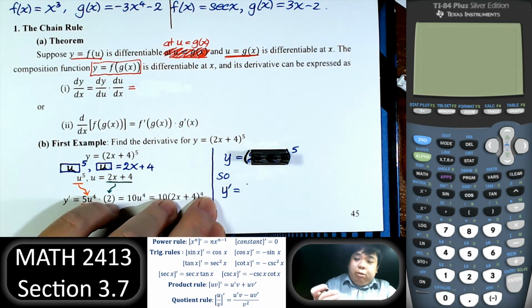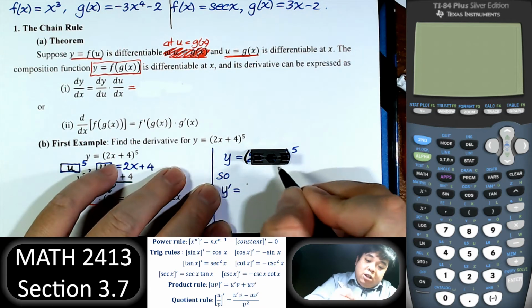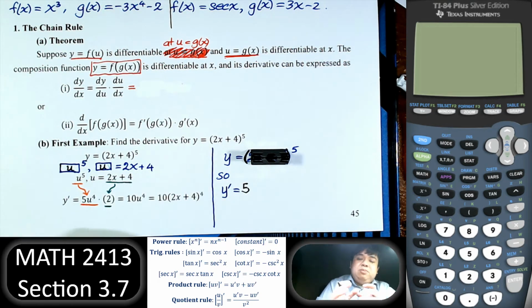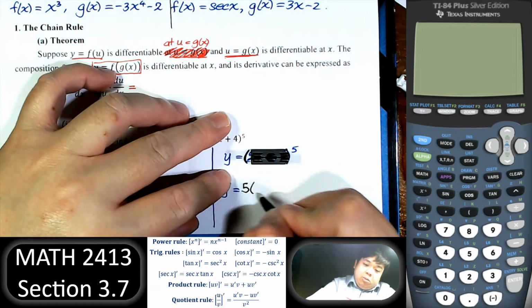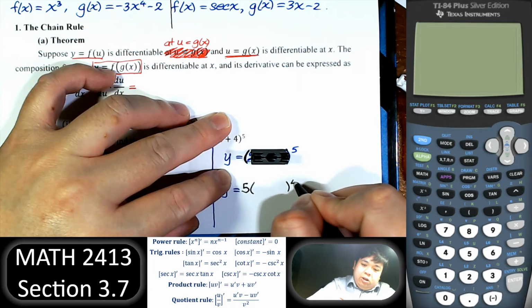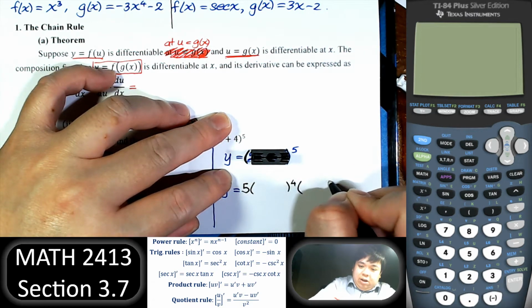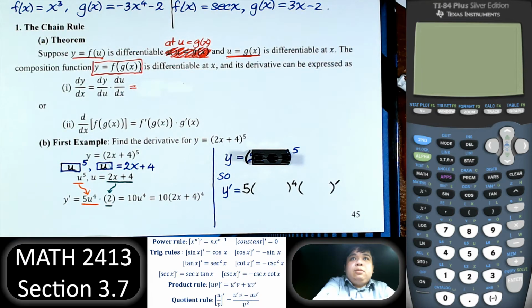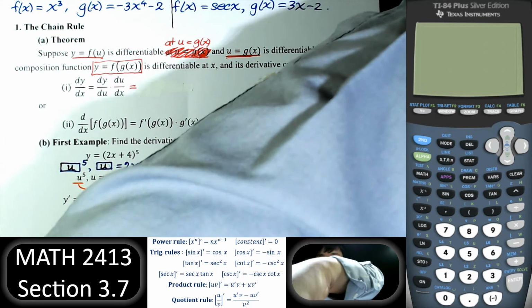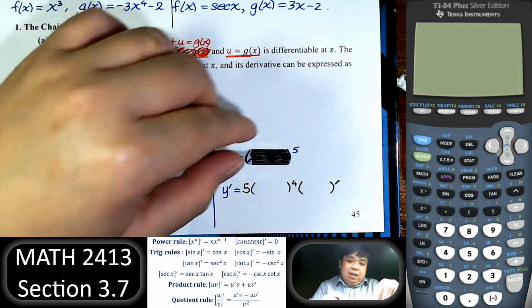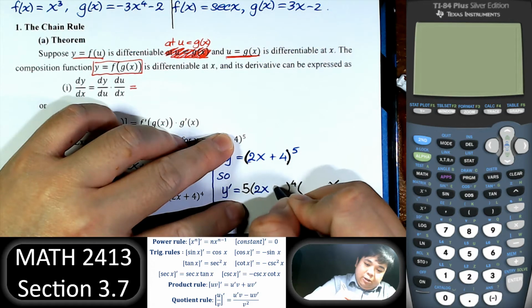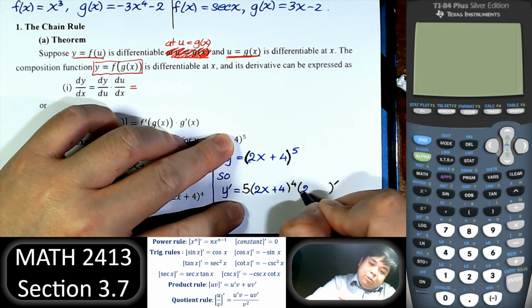So we have something to the 5th power. For the derivative of that, I'll just ignore what is inside the parentheses. Now I just consider the parentheses as a variable. So the derivative of that is 5 times the parentheses to the 4th, and then the derivative of the parentheses, and then we have the 2x plus 4 inside the parentheses.